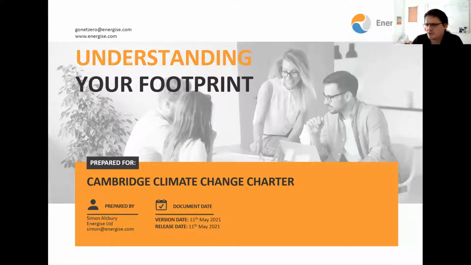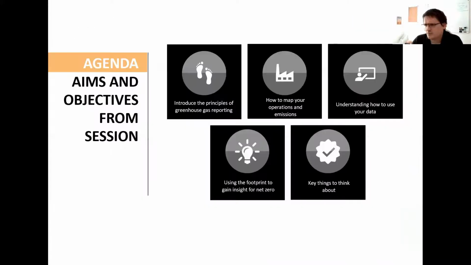In terms of today's objectives, really the aim is to explain to you the principles of carbon footprinting, or sometimes known as greenhouse gas reporting, but they are the same thing. How to map your emissions and your operation as a whole, an understanding of how to use that data and gain some insight from it, and just some key things to think about as you go through the journey.